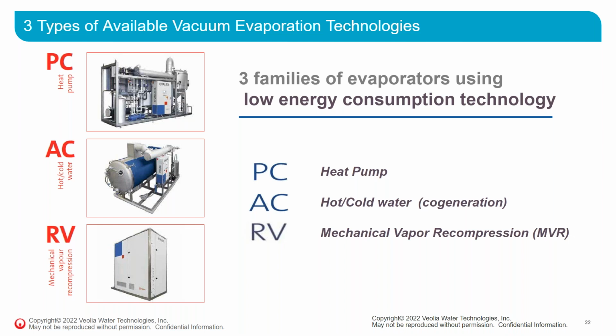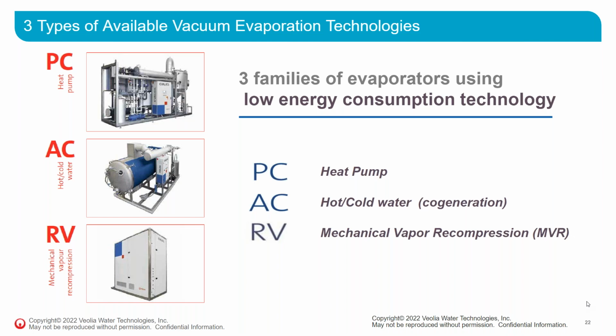The next one is the AC, or the hot and cold water or cogeneration system. Thing to keep in mind is that this does require hot and cold water to feed it. All the other evaporators are all electric, so there's a little additional need here, but this is typically used in applications where we're going to go to ZLD, where we need to actually make a crystal or solid product as our waste stream.